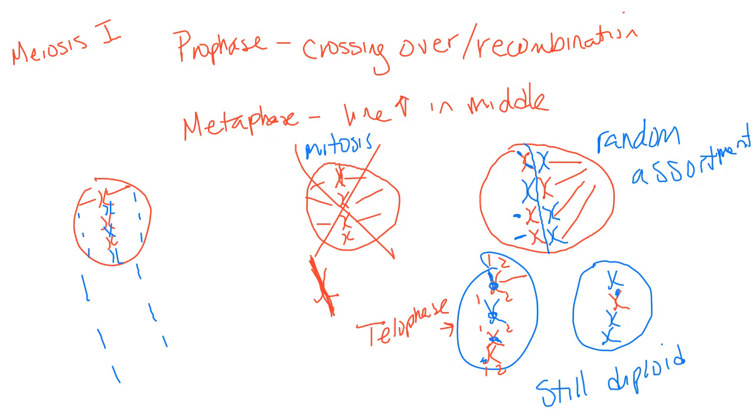So we need to do another cell division. That's meiosis 2. We're going to divide these again. What we're not going to do is go through interphase. We are not going to replicate our DNA because then we'd end up with 4 copies again. We don't want that. We've got 2 copies and we're going to divide a second time. That is meiosis 2.